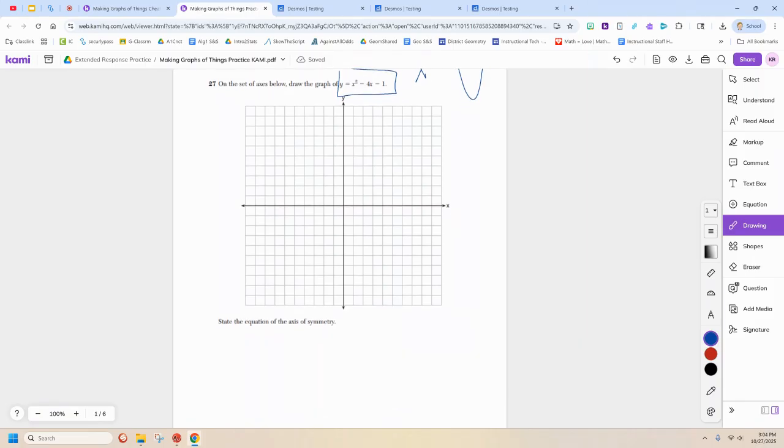These questions almost always end with some sort of follow-up. This one says, what's the equation of the axis of symmetry? It also could be asking for the max or the min.